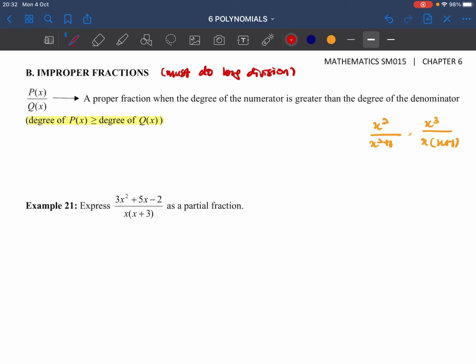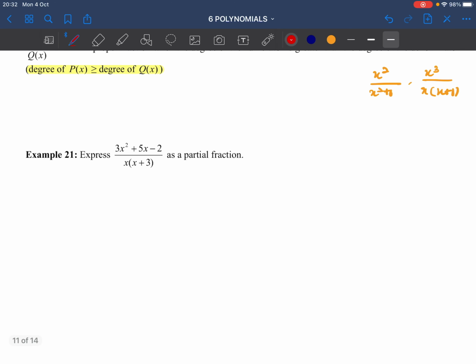So how do we decompose an improper fraction into partial fractions? Here are the steps. As I said earlier, the first thing is long division. The moment you see an improper fraction, go straight to long division, no need to think twice. The second step is to apply the formula. From 6.1 we have learned that after we do long division, we can express it in an expression, which is our formula.